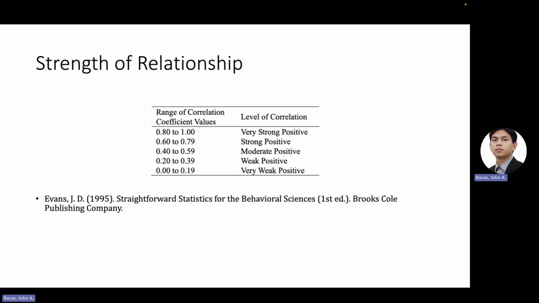For example, if we have a Pearson r value of 0.8 to 1, that is a very strong positive, and if that's negative, then that is a very strong negative relationship. For 0.6 to 0.79, that's strong positive. For 0.4 to 0.59, that's moderate positive. And again, if that's negative, you just change the word to negative here. And if we have a very weak positive of 0.0 to 0.19, meaning that has a very weak value already.